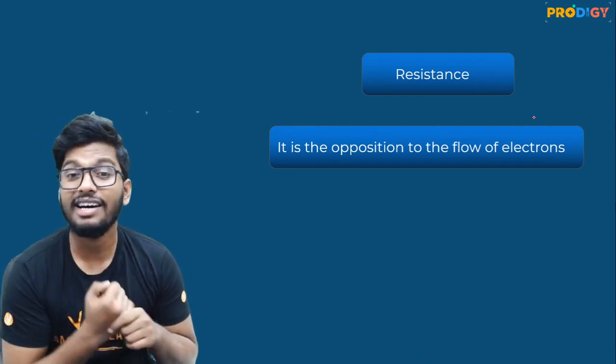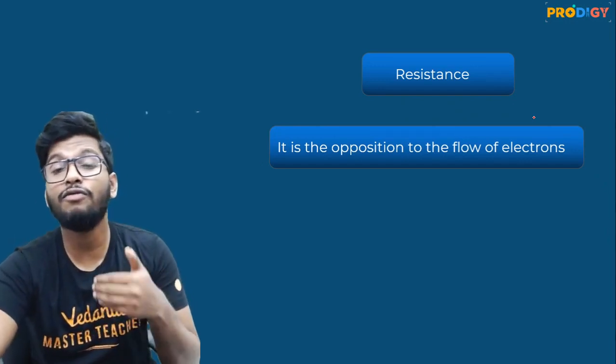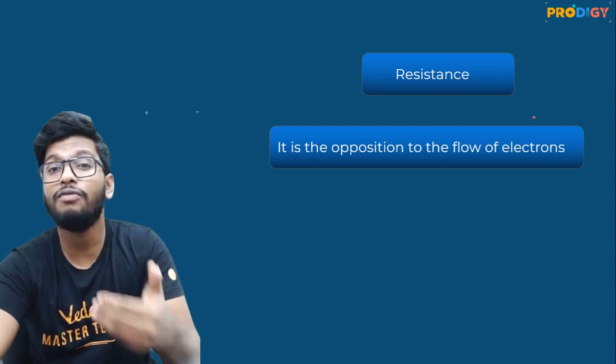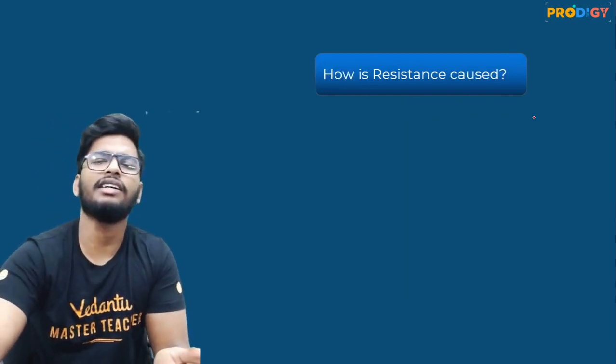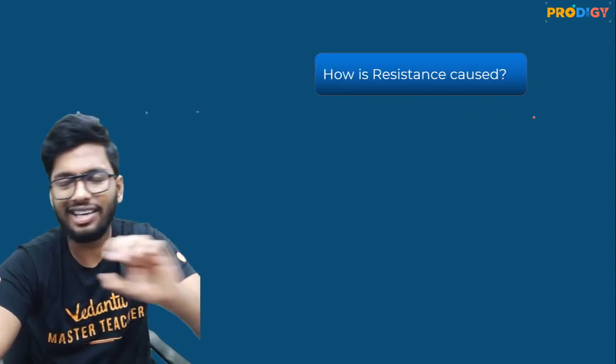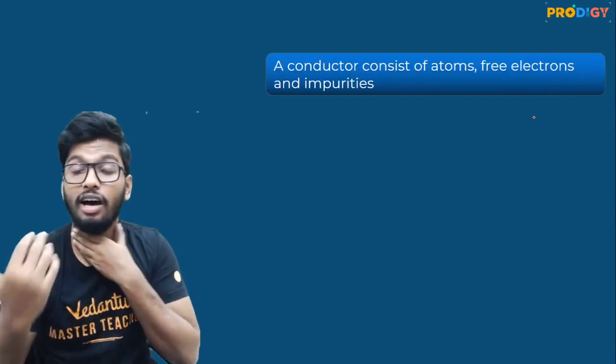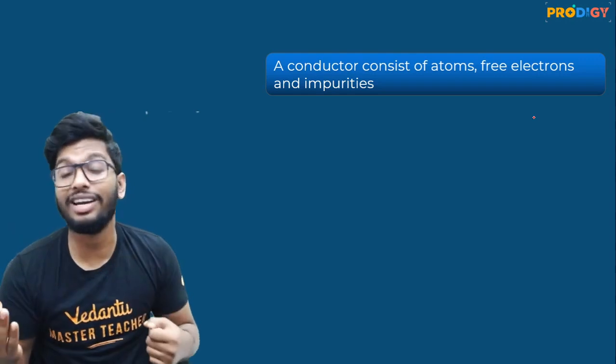It is never the case. It is opposing the flow of electrons. The resistance is nothing but the opposition offered to the flow of electrons. Because here's the thing, guys. If I take a conductor, it will have atoms, ions, even other kinds of impurities as well.